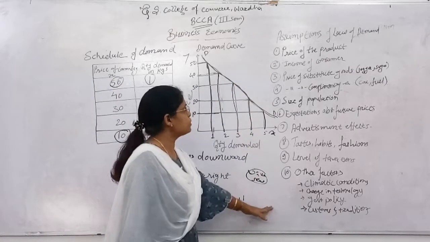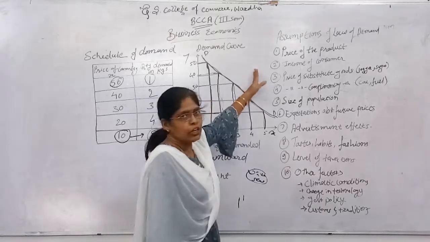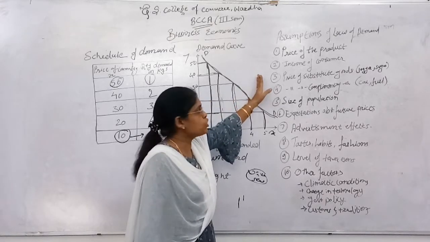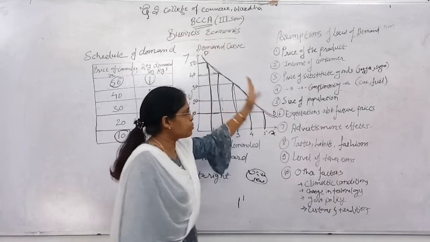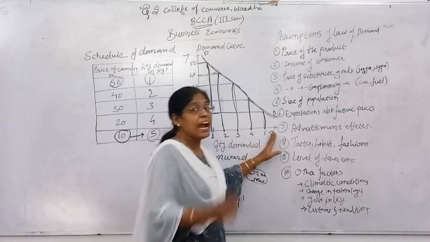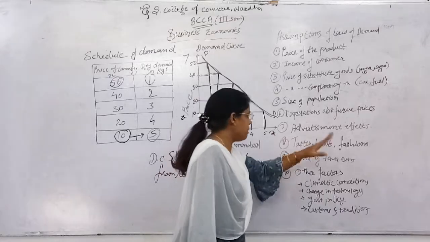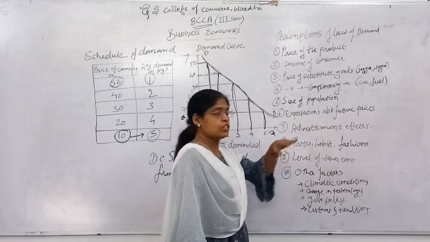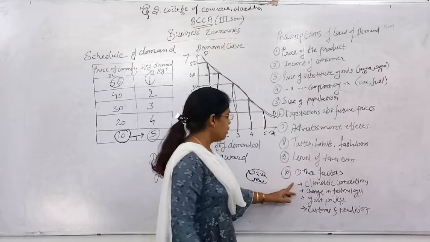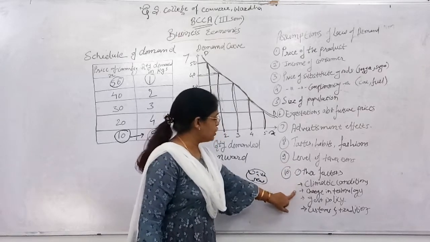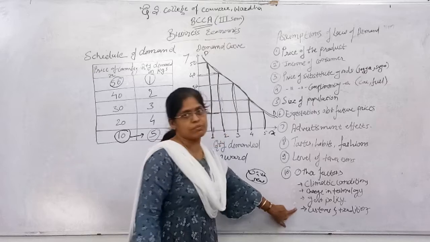There are 10 assumptions: price of the product, income of the consumer, price of the substitute goods, price of the complementary goods, size of the population, expectations about the future prices, advertisement effect, taste, habits, fashions, levels of taxation, levels of government policies, then other factors, which are climatic conditions, change in technology, government policy, customs and traditions.